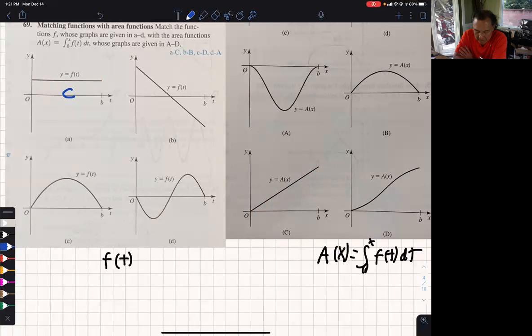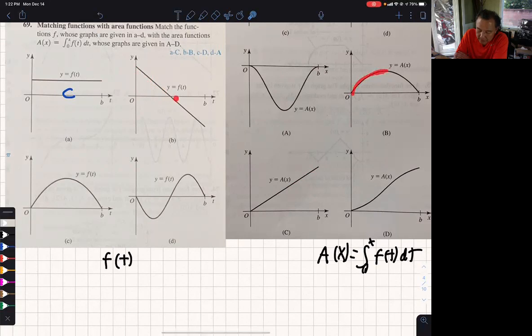Okay? Now for the next one, take a look. At first you add a big chunk, then you add a smaller chunk, then you add a very small chunk. So it's going to increase. At first it increases fast, but then it slows down. That's why it flattens out on the right there.